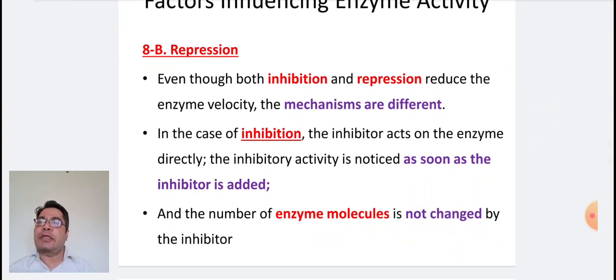Coming to the next factor, repression. Even though both inhibition and repression reduce the enzyme velocity, the mechanisms are different. In case of inhibition, the inhibitor acts on the enzyme directly. The inhibitory activity is noticed as soon as the inhibitor is added, and the number of enzyme molecules is not changed by the inhibitor.